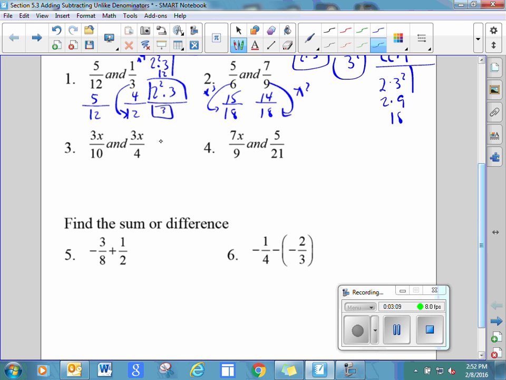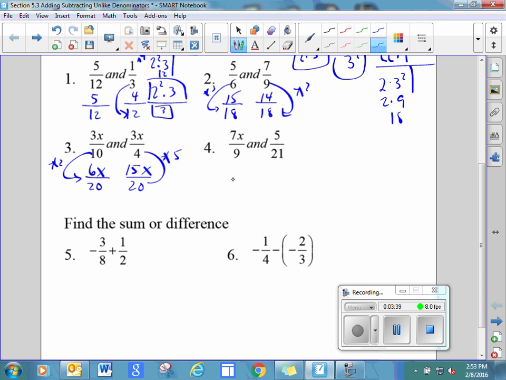Let's keep going. 4 and 10, I think that the lowest common denominator is 20. If you're not sure how I got that, go do the LCM and figure it out. Prove it to yourself. 10 times 2 is 20, so 3x times 2 is 6x. 4 times 5 is 20, so 3x times 5 is 15 of those x's.